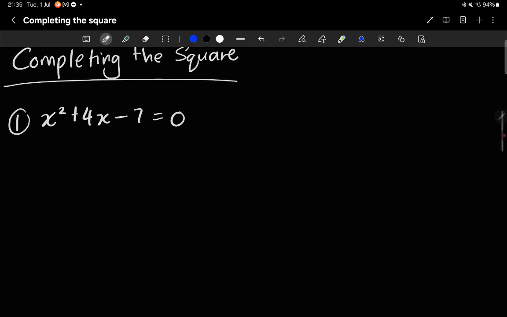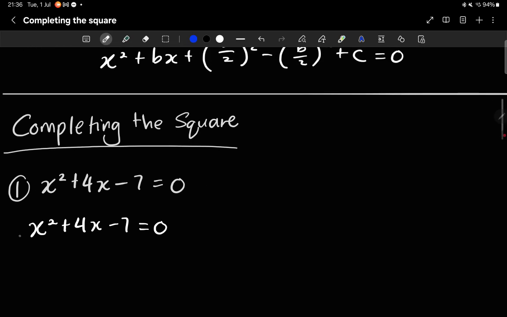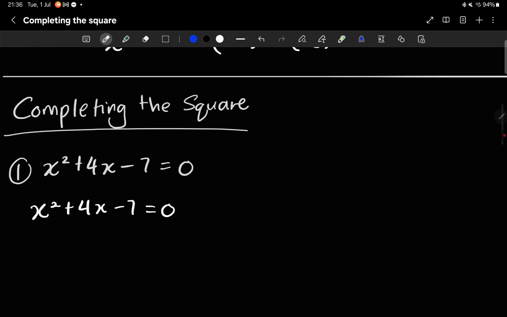Okay, so in our first question, we have x squared plus 4x minus 7 equals 0. Now the first thing to always check is if there's any coefficient in front of the x squared. And over here, it's only a 1. Okay, there's no negative, no other number, so we are safe to proceed. Okay, so now let's commence. Okay, let's start. So x squared plus 4x minus 7 is equal to 0. Okay, so since there's no coefficient for the x squared, we can apply this formula instantly. Okay, and that's very easy.